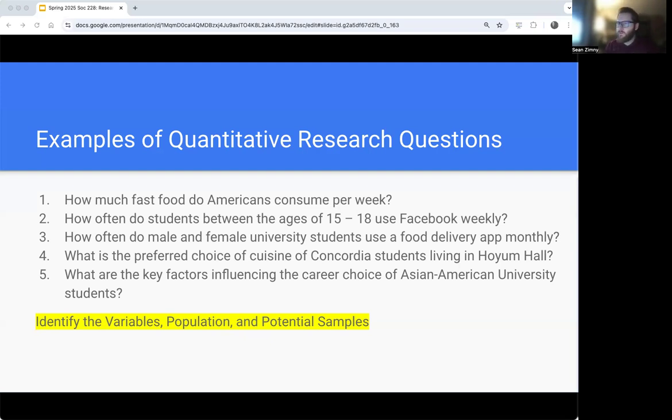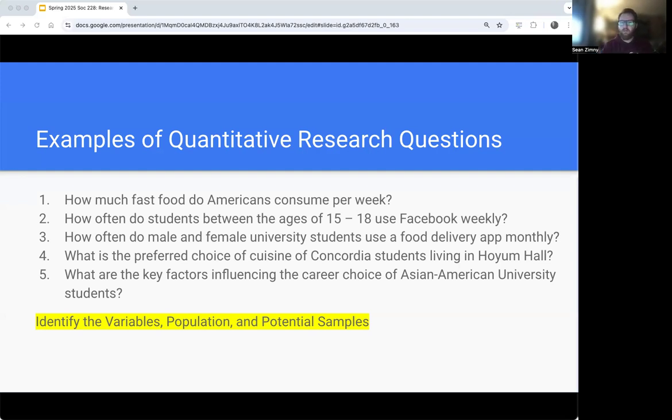Let's go with the second question too. How often do students between the ages of 15 to 18 use Facebook weekly? I understand Facebook is kind of like the old person thing. I understand that. But for the example here, see how often students between 15 and 18 use Facebook weekly. So your variable there is weekly Facebook usage. So maybe it's the number of logins per week. Maybe it's the amount of hours they're on per week, the amount of minutes. Those are the types of variables you'd be looking at.